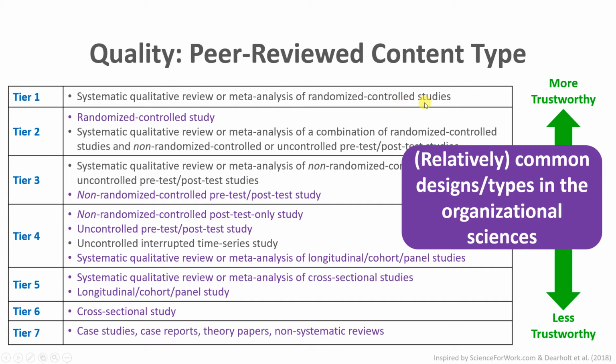And a lot of that has to do with the type of applied research that we do in organizational sciences with real companies. It's hard to do true randomization in a true experimental way. But other examples of types of designs that you do see in the organizational sciences include non-randomized controlled pre-test, post-test studies, cross-sectional studies. There's a lot of those. We do see a lot of case studies, theory papers, and so forth. And we also are starting to see more and more longitudinal cohort and panel study designs as well.